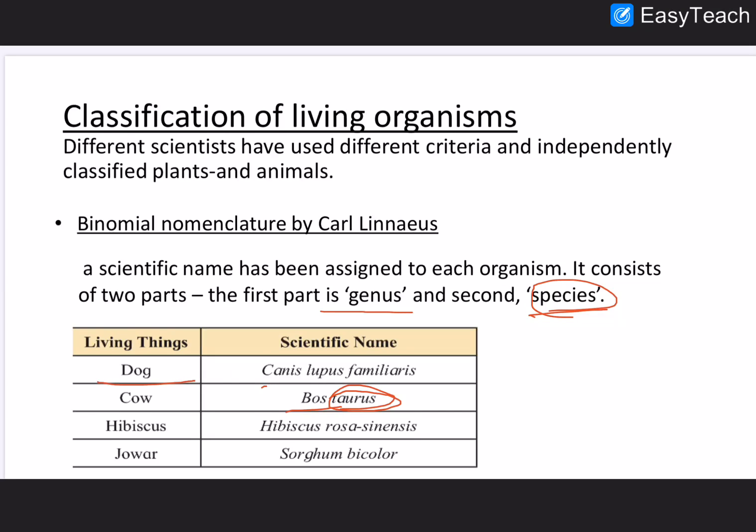So the scientific name of a dog is Canis lupus familiaris. This is the scientific name of dog, and the scientific names of cow, hibiscus and jowar are given. So this is binomial nomenclature, which means assigning a scientific name to each organism.